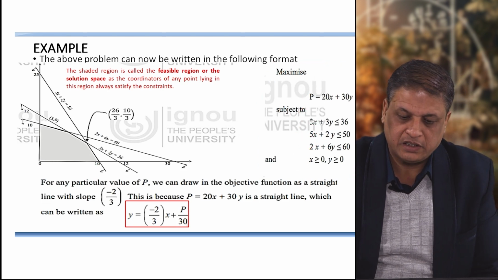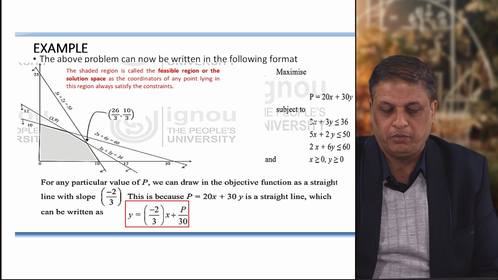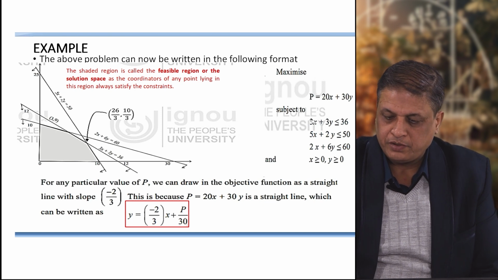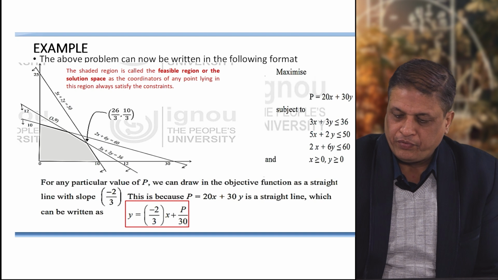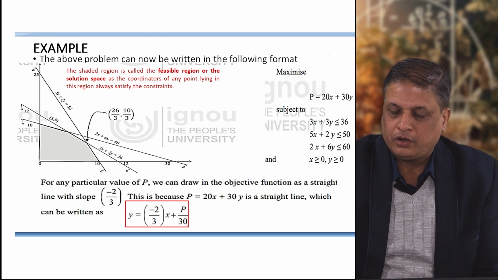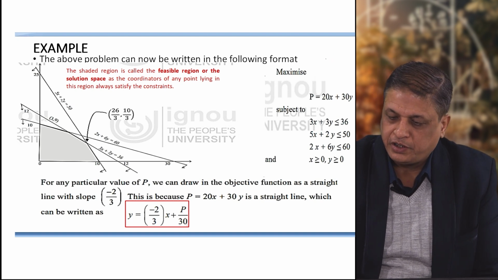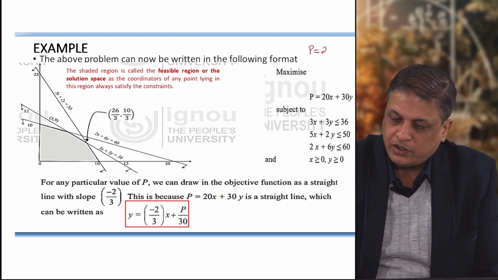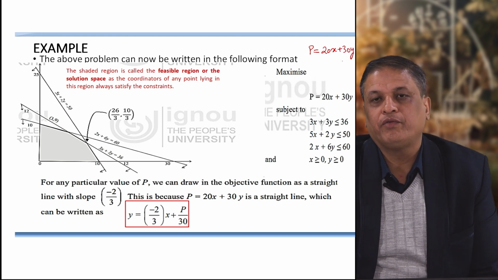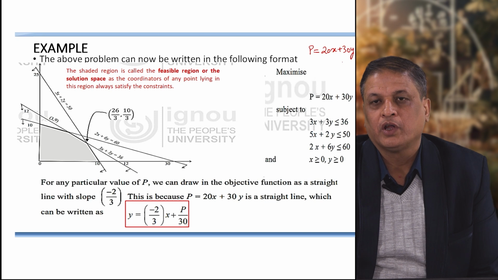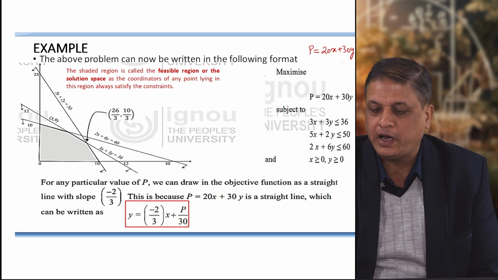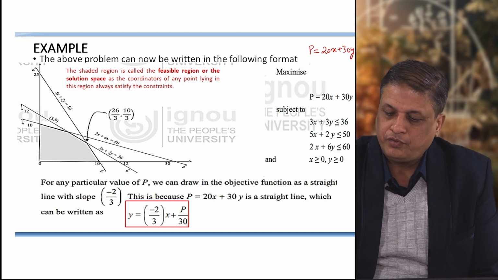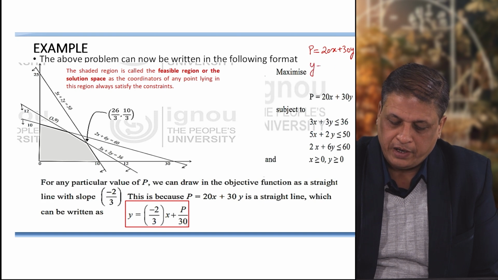Now, let us understand how to find the feasible region or the solution space. Before proceeding to find the solution space of the feasible region, let us look at the objective function. The objective function is given to us as 20x plus 30y. When we were discussing the equations of line, we learned that there is the equation of line y is equal to mx plus c.